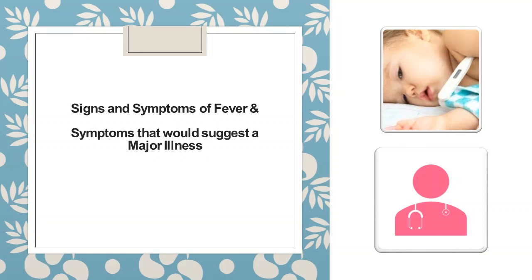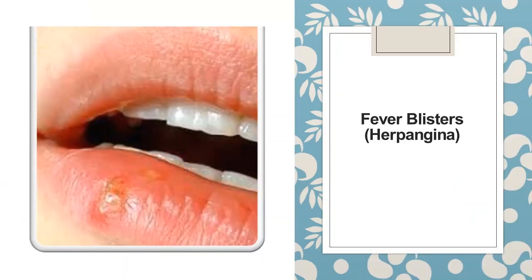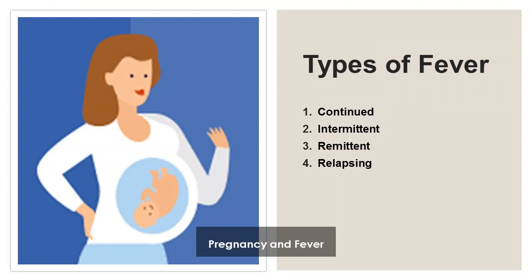Repeated vomiting, severe diarrhea or skin rashes could be a sign of dengue fever, Rocky Mountain spotted fever, scarlet fever, rheumatic fever, or chickenpox. Herpangina or fever blisters are marked by small blisters that turn into ulcers, usually found on the lips, mouth, or tongue. There are 4 types of fever: continued, intermittent, remittent, and relapsing.